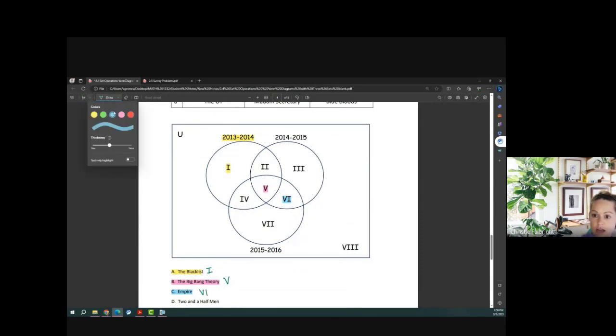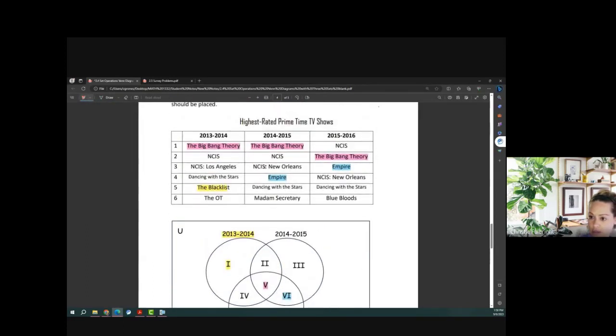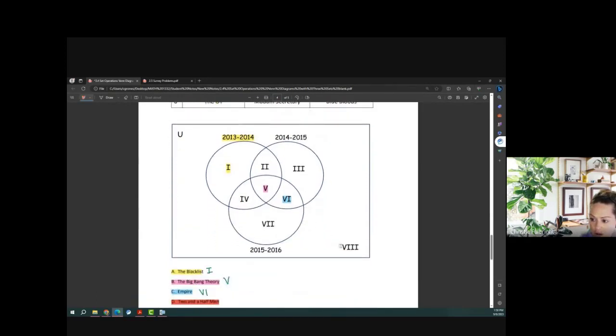And then our last one is 2.5 Men. We'll do red. So 2.5 Men. I do not see that on here at all, so it's going to have to go outside of those circles in region 8.